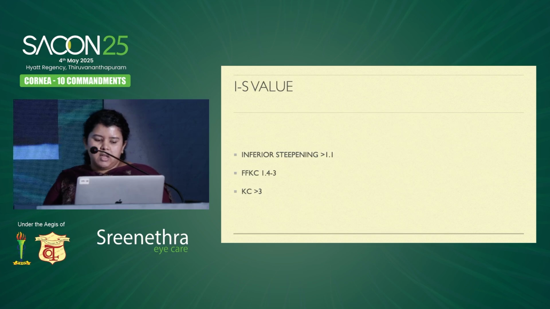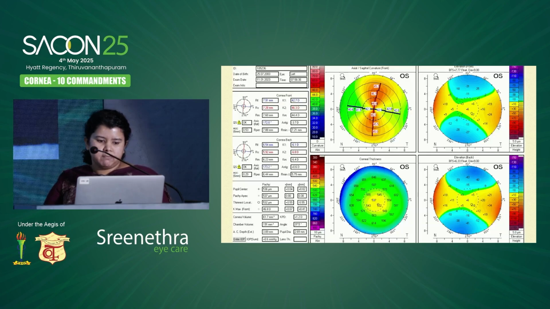For the superior inferior values, inferior steepening of more than 1.1, in forme fruste keratoconus 1.4 to 3, and in keratoconus it's considered more than 3. In skewing, more than 22 is considered abnormal. So we have a few examples over here.